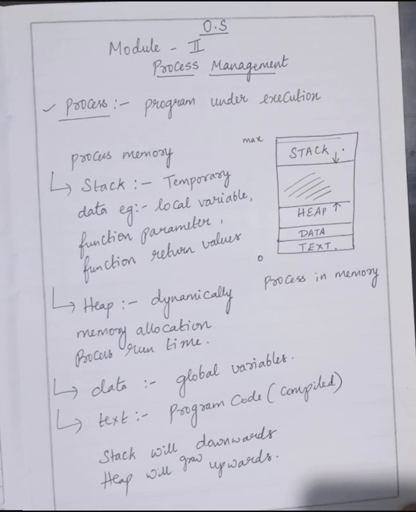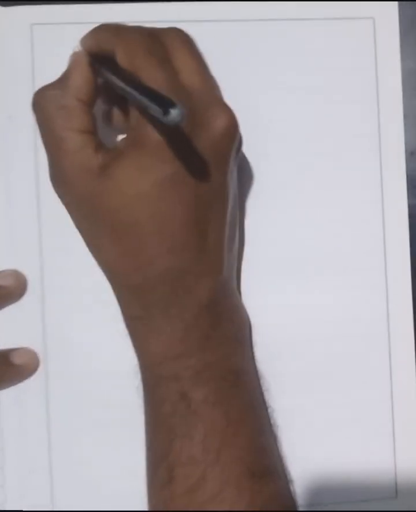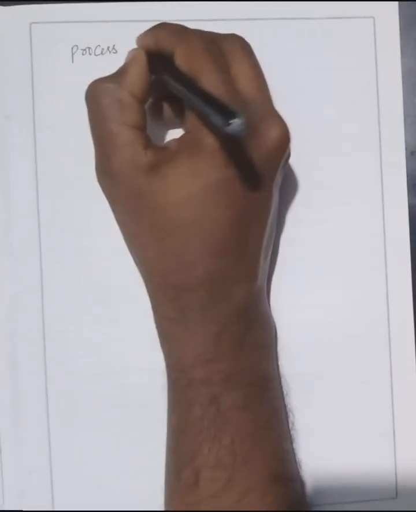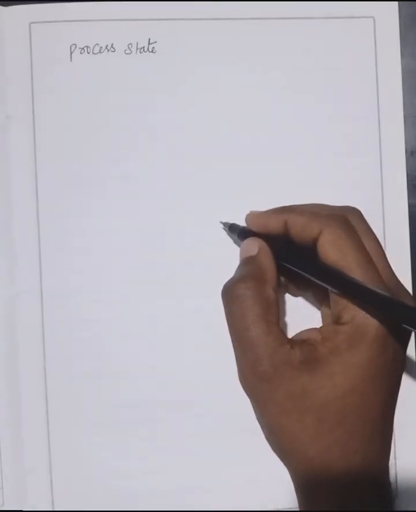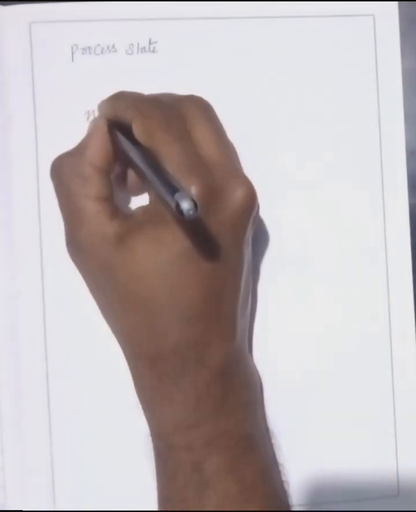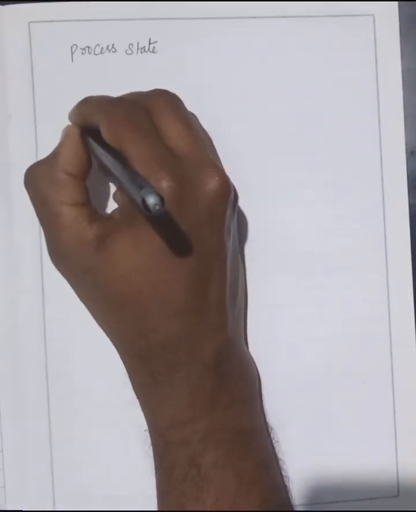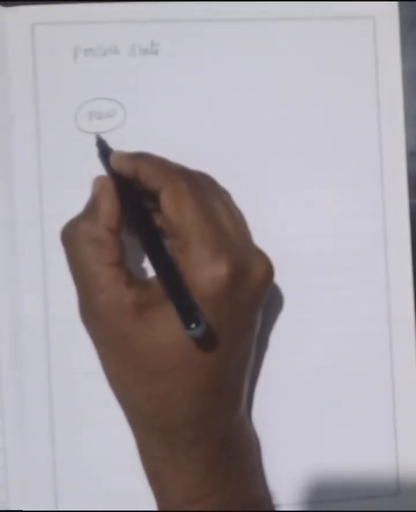Next we'll see the process state, the state of a process. Before going into the process state, we'll draw one small diagram that denotes all the process states. This diagram is compulsory. The first one is the new state. Whenever we create a process, ready for execution, it comes into the new state.